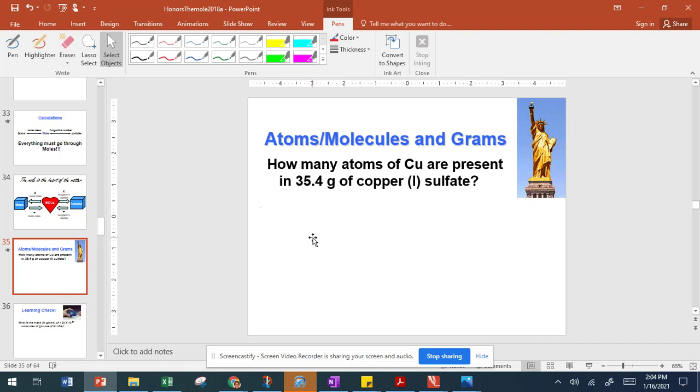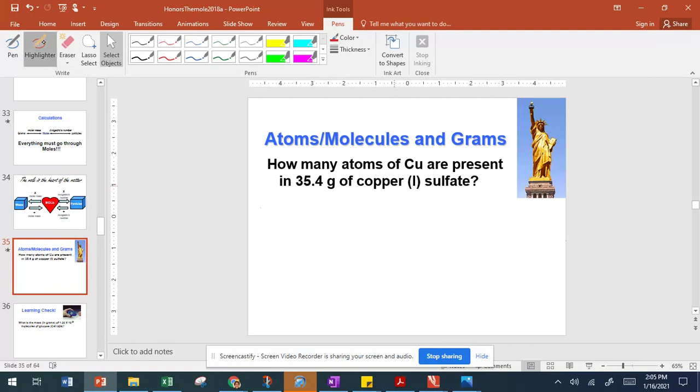So today we're going to go over multi-step conversions with the mole. We're going to go over some conversions where you go from grams to atoms or some kind of particle, or some kind of particle to grams. So the first problem that we'll do is going from grams to atoms.